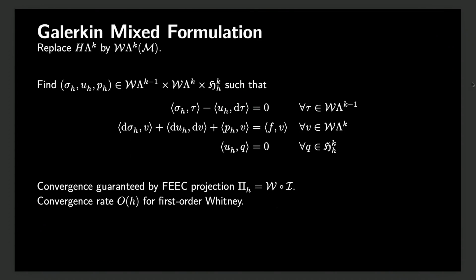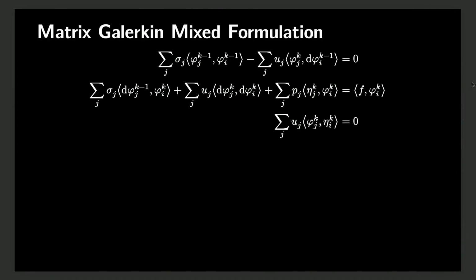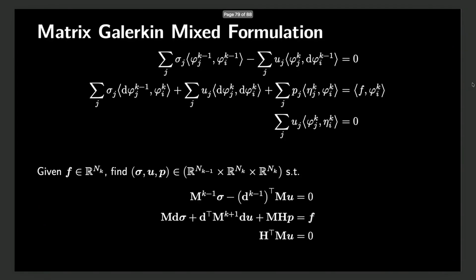Let's look at the Galerkin discretization of our variational problem. We just replace our Sobolev space with the Whitney space, and basically, as I said, we get convergence guaranteed by this projection operator, and we get basically first order convergence. We can now use our basis expansions, pull the coefficients out of the bilinear forms. These coefficients are actually cochain values, and then rewrite everything with matrices. And this is really the linear system that I'm solving in my library.